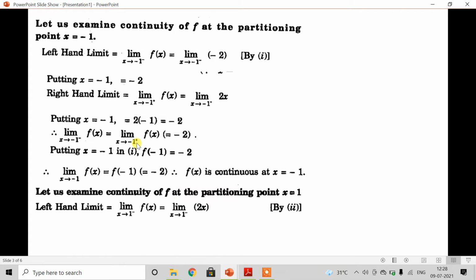Now let us check the continuity at the other partition point, that is 1. So at 1, the left hand limit is, f(x) will be replaced by 2x, because between minus 1 and 1 the function is defined as 2x. So the left hand limit is limit of 2x as x approaches 1 from the left. So replace x by 1, and we get 2.